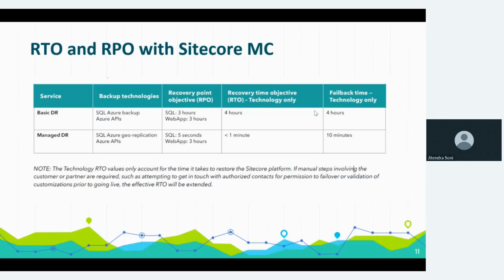Now, what is the commitment for the RTO and RPO? As I said, for basic DR, it is the SQL Azure backup. Because it is a basic DR, when you set up the Azure SQL backup, you can schedule it maybe every 1 day or 3 hours. Based on that schedule, you will define your RPO. Maybe it could be 3 hours or 1 hour.